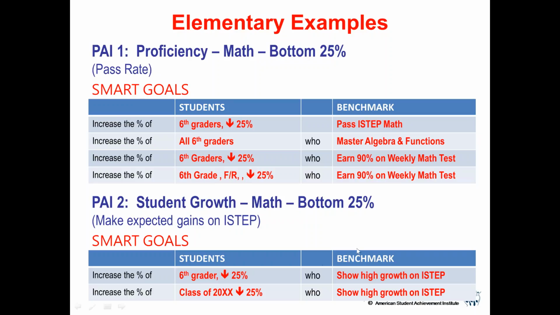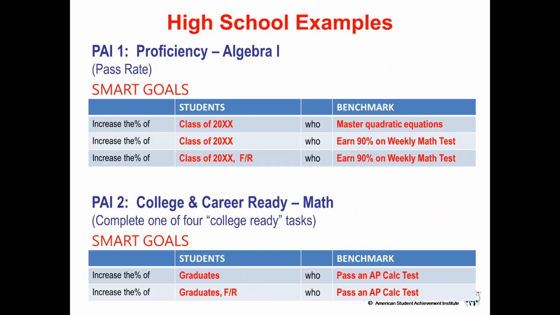Okay, so something to think about there as you create that. Okay, so here's some high school examples. We're looking at a PAI for high school. The first one is proficiency for Algebra 1, so pass rate in the Algebra 1 end of course assessment.